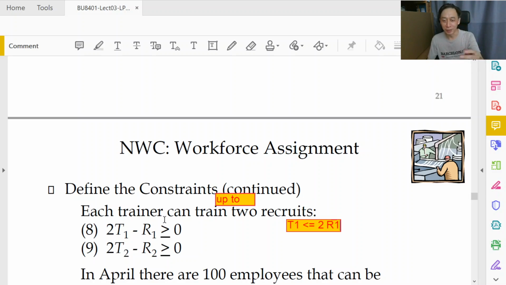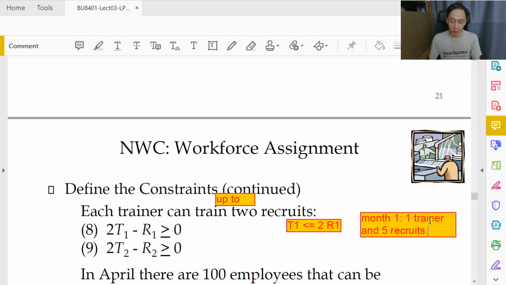Okay, don't look at the answer on the left-hand side first, but look at my yellow box here. How do we know it's wrong? Let me show you, right? This is wrong because let's disprove it with an example. So suppose we have one trainer. Suppose in the first month, we have one trainer and five recruits. That means the solver will assign 1 to T1 and R1 equals 5, right?